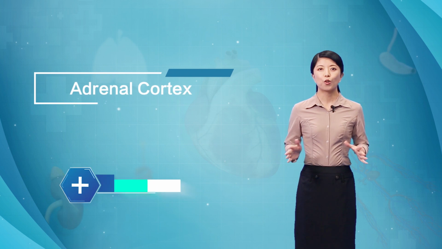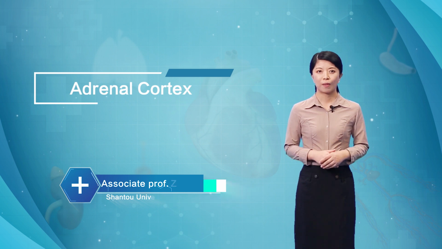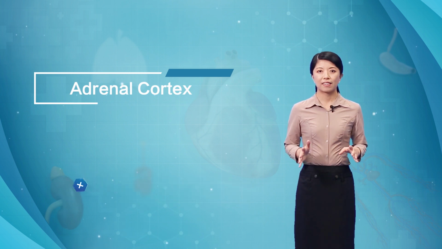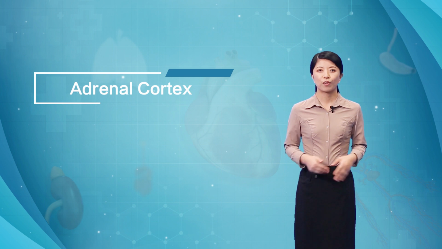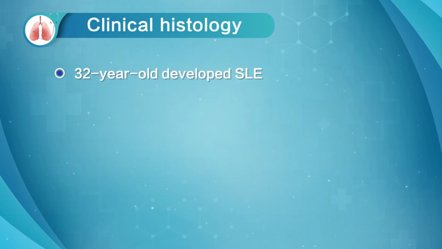Hello everyone, we are going to discuss the structures and functions of the adrenal cortex. Firstly, let us start with the case. Rose was a 32-year-old woman who developed systemic lupus erythematosus, SLE.